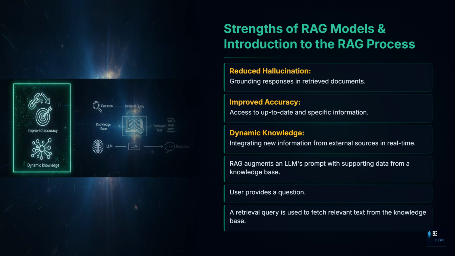Let's visualize the RAG process. It starts with a user's question. This question is used to create a retrieval query. This query searches an external knowledge base to find relevant information, or retrieved text. This retrieved text is then combined with the original question to form a full prompt. Finally, the LLM uses this comprehensive prompt to generate the most accurate response.